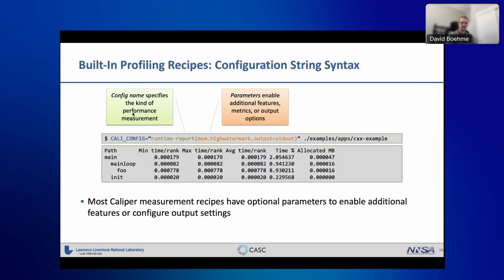Okay, so all of these profiling recipes are actually configurable, so you can give them additional parameters to enable additional measurements or change the output options and things like that. Here's an example where we activate memory high watermark collection. This will actually tell you how much memory you allocated in a function through malloc. And you can also redirect the output if you want to a file or to standard out or something like that.